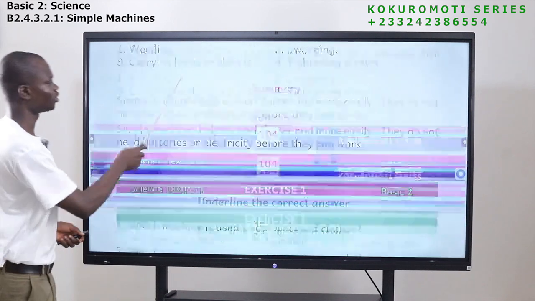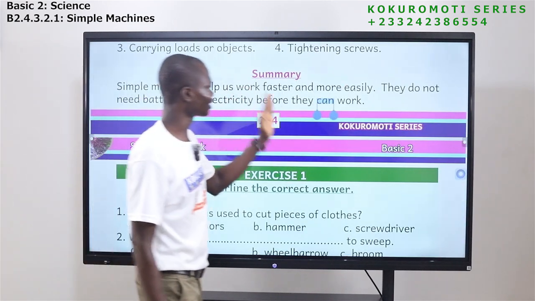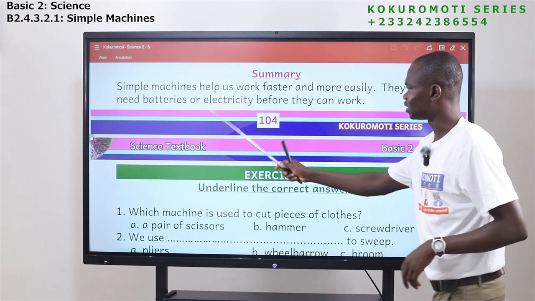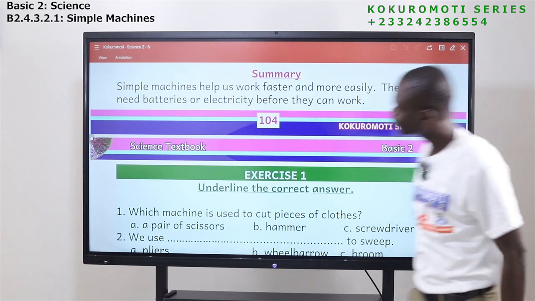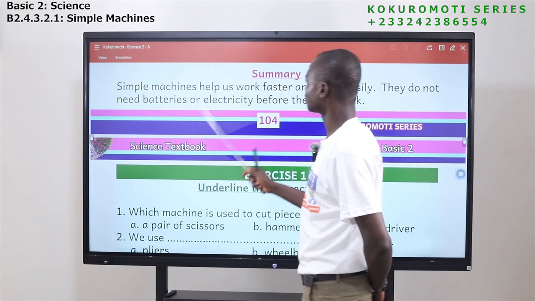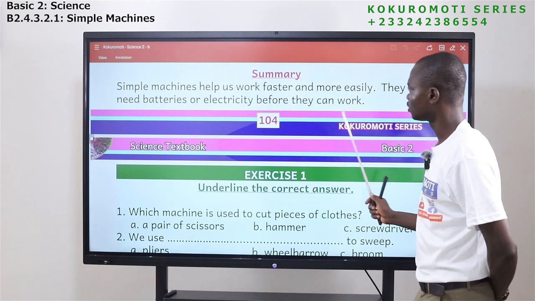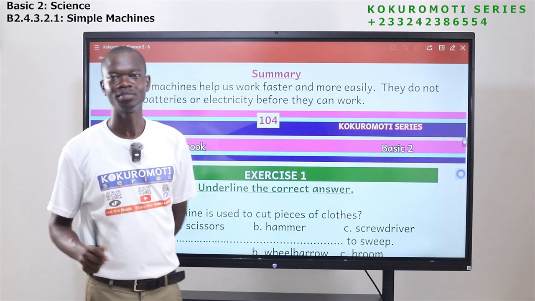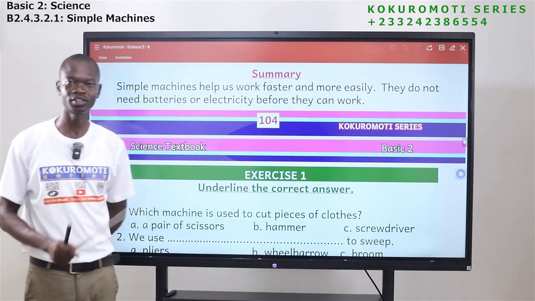Okay. Now in summary, simple machines help us work faster and more easily. They do not need batteries or electricity before they can work. So simple machines don't need batteries, they don't need fuel, they don't need electricity.